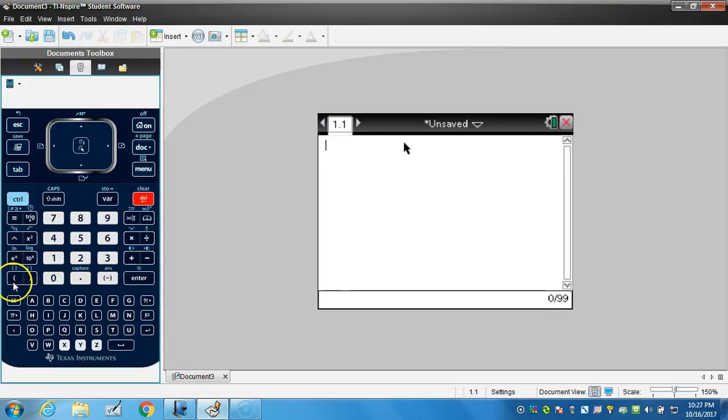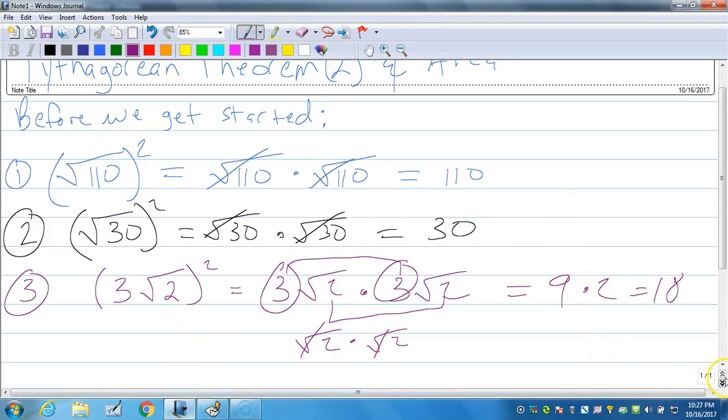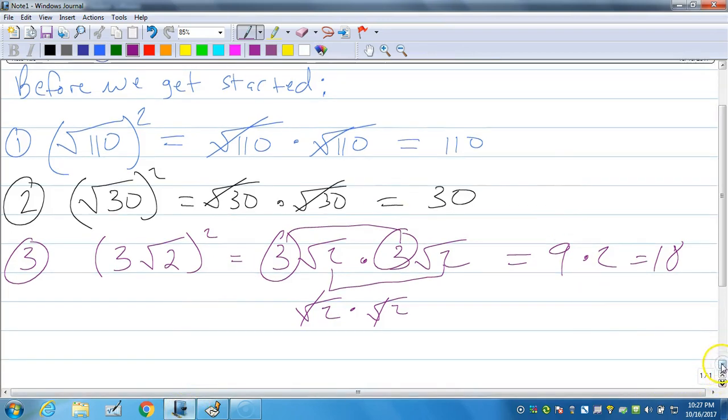Same thing over here. The calculator will do it for you. You need to know how to put it in the calculator correctly, so pay attention. 3 square root of 2 outside, then you put the little square. It gives you 18. Alright, you don't do any work, the calculator does it for you, whatever. One more question, one more example here.